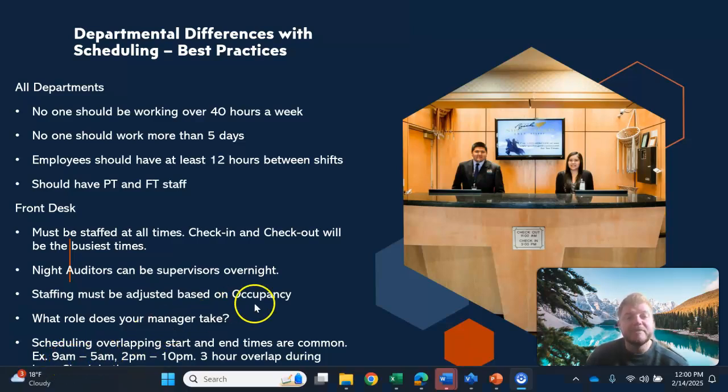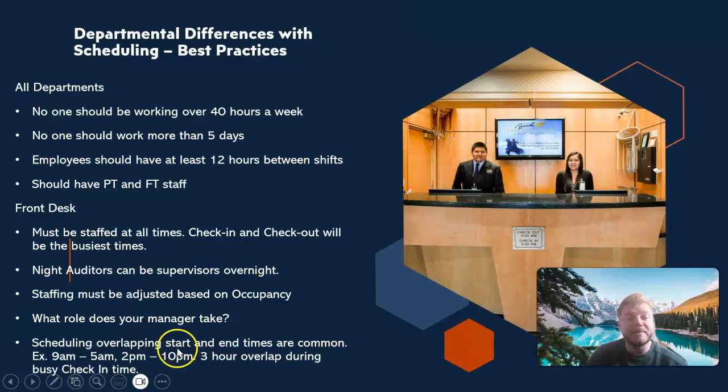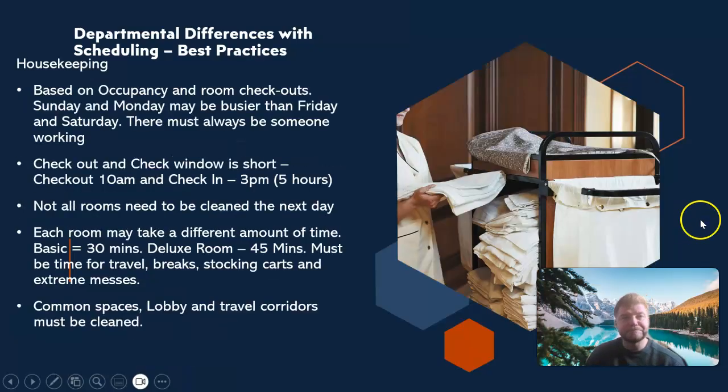Till 5, but then you also have people that come in from 2 p.m. to 10. So you have those, that should be 5 p.m., apologies. But basically from 2, 3, 4 to 5, there's this overlap between these two people, which is kind of that busy check-in portion. And then they work until 10, and then you have your night auditor come in at 10, and then they're there till a certain time. So just kind of give you an idea of how that could work.